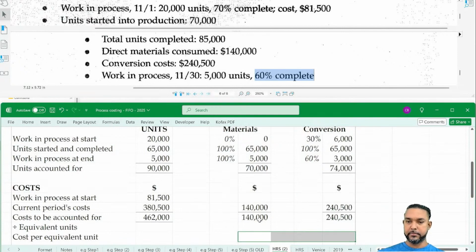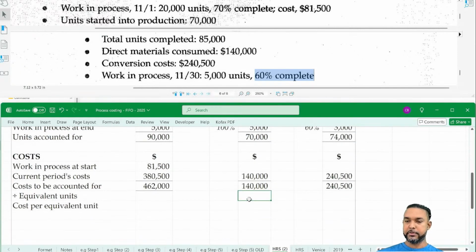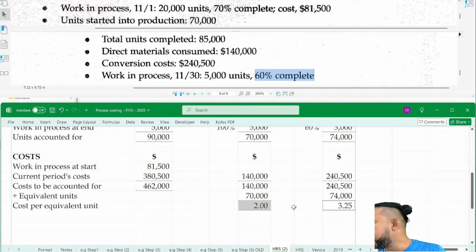So let's put those in. For the materials, that's 70 there, and then 74. And then again, all we do is we divide. 2 and 3.25. Okay, cool, that looks good.